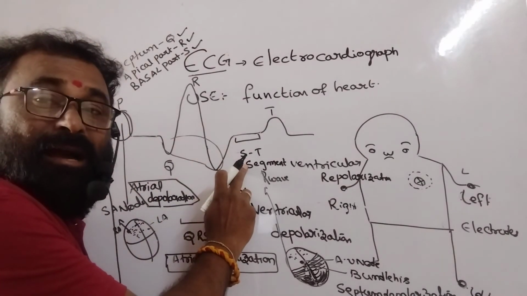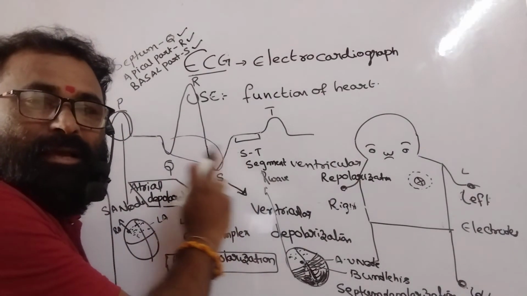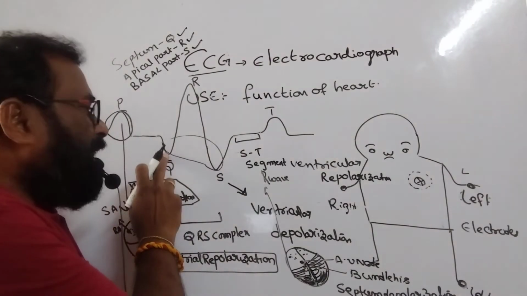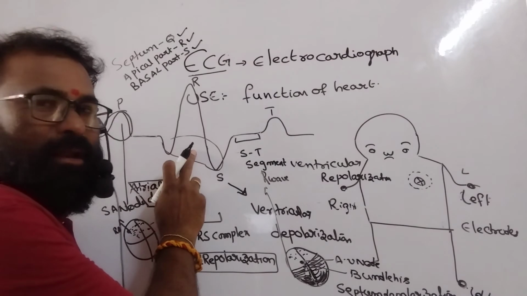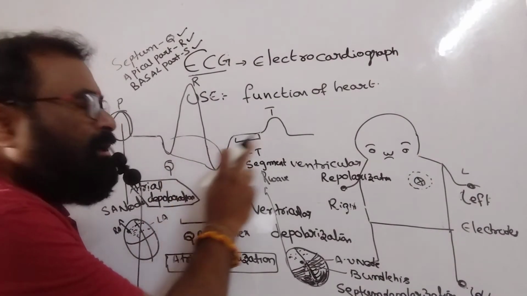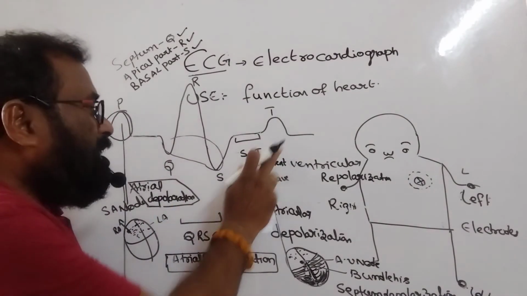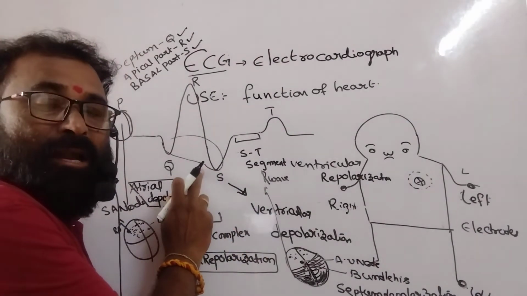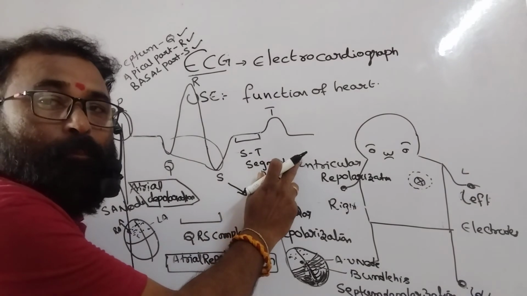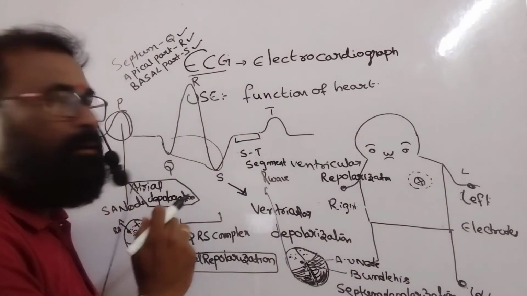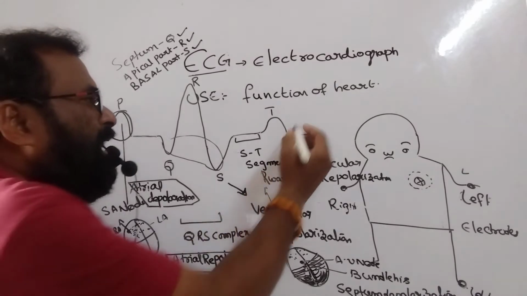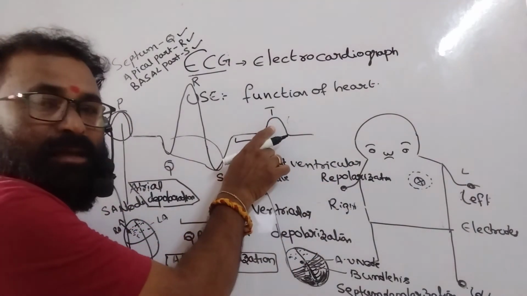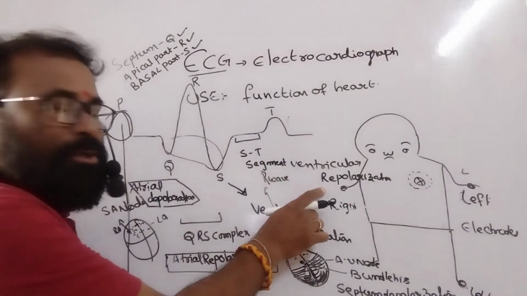The ST segment occurs between, if the question is asked like this: atrial depolarization, atrial repolarization; atrial repolarization, ventricular depolarization; ventricular depolarization, ventricular repolarization. The answer is the ST segment occurs between ventricular depolarization and ventricular repolarization. Very, very important. Then the T wave explains ventricular repolarization. The T wave is caused due to ventricular repolarization.